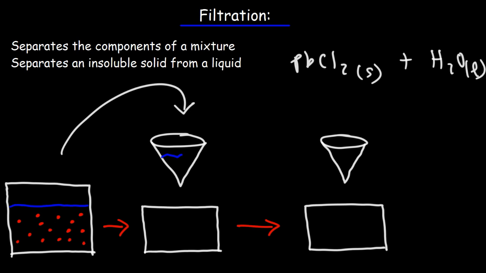But let's draw a picture. So there's the liquid and here is the insoluble solid. Now water is going to flow through the filter paper, leaving behind the insoluble lead-2 chloride. And so we're going to collect water here. Now after some time has passed, the solid residue, the lead-2 chloride, will remain in the filter paper. And so that's how we can separate an insoluble solid from a liquid. So that's filtration. That's the first technique you need to be familiar with.